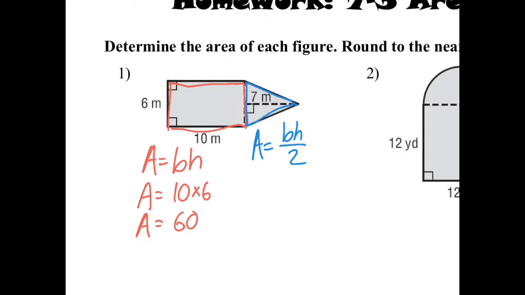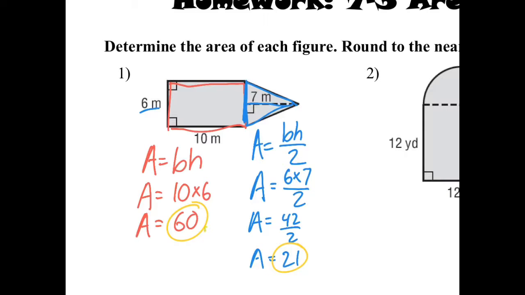For the triangle, the base of our triangle is this part right here, which is the same as this length right here. So our base is going to be 6. We're going to multiply that by our height of 7, and then take half. 7 times 6 is 42. Divide that by 2, and our area is going to be 21. Again, for our total area for both of these, we're going to combine them and add 60 and 21, and we have 81 meters squared.